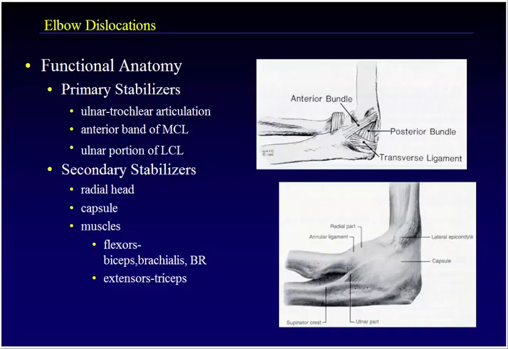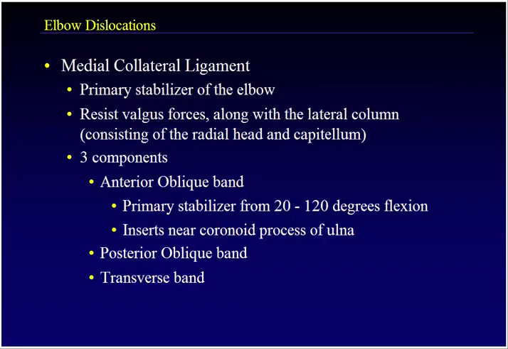The functional anatomy of the elbow, remember that the primary stabilizers are the ulnotrochlear articulation itself. You know, of course, the distal humerus, the trochlea is recessed into the proximal portion of the ulna. Then you have the anterior band of the medial collateral ligament, which is, again, the most important medial primary restraint. And that attaches directly to the base of the coronoid process, so that's suspected to be disrupted in significant coronoid fractures. Then the ulnar portion of the lateral collateral ligament. The secondary stabilizers would be the radial head, the capsular attachments, and the various muscles that cross the elbow joint. The medial collateral ligament is the primary stabilizer of the elbow.